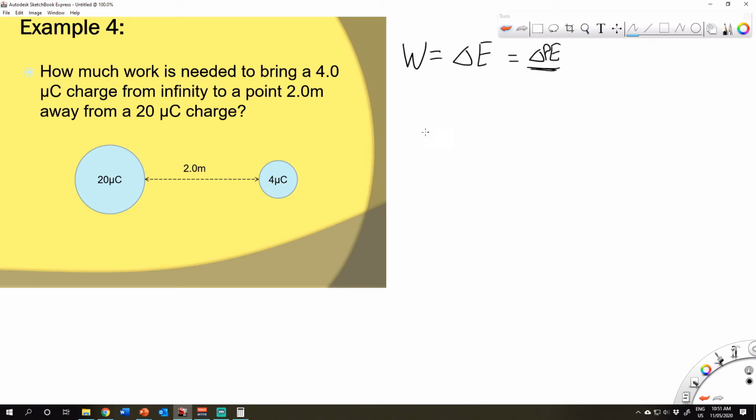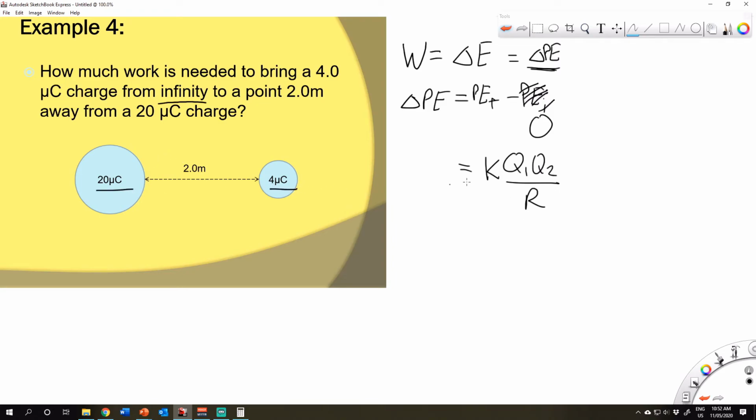So the change in potential energy we know is basically what your final potential energy is minus your initial potential energy. And since we are bringing a charge from infinity, this means our initial potential energy is going to be 0. So our final potential energy is then calculated using the potential energy equation K Q1 Q2 over R. So we have our two charges, and as a reminder, K is 8.988 times 10 to the 9. So we'll just calculate this out.